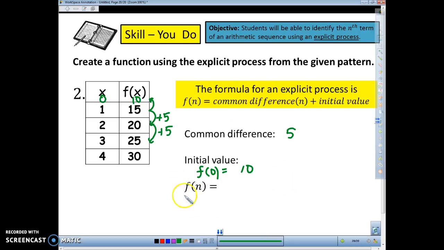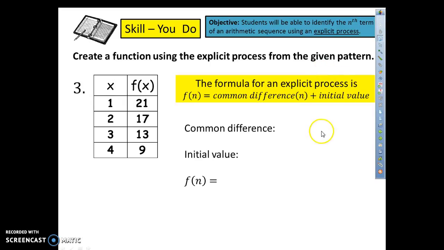And now I want to create my function. My function is the common difference times n, so 5 times n plus my initial value, plus how much I start with. So my function is f of n equals 5n plus 10. I would like you to do this example on your own. I'll post the answers here in a second, but pause the video now and try this one on your own.